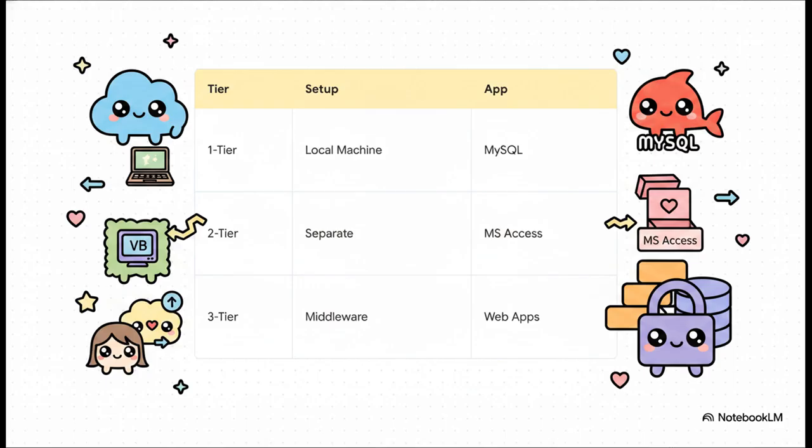But if you're building distributed web apps that need to handle thousands of concurrent users securely, you absolutely must upgrade to the three-tier structural setup, adding that crucial application middleware, so the user and the database never actually meet face-to-face.